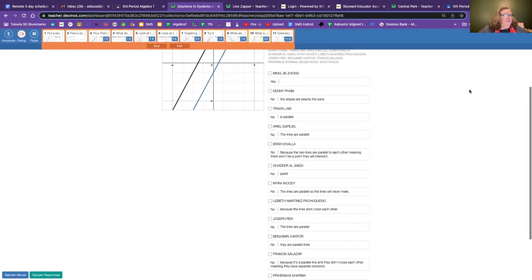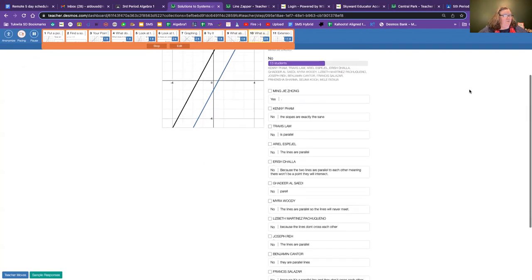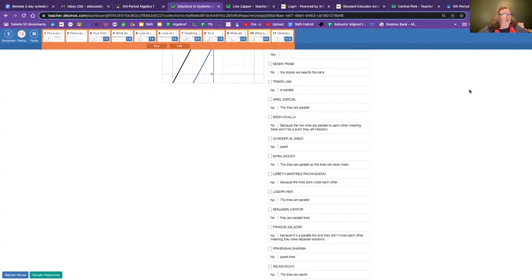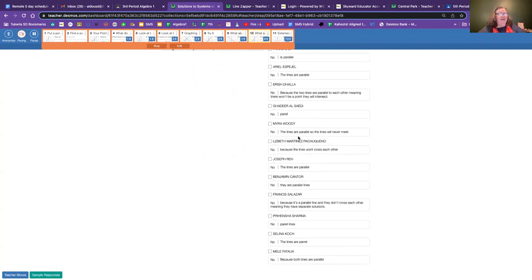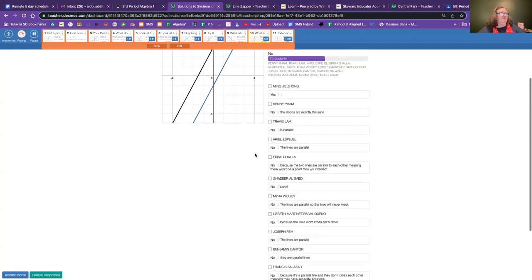And most people are saying no. And Kenny's reason is the slopes are exactly the same. Myra's reason, the lines are parallel, so the lines will never meet. Lisbeth, the lines won't ever cross each other. And if they're not crossing each other, can we have a solution?